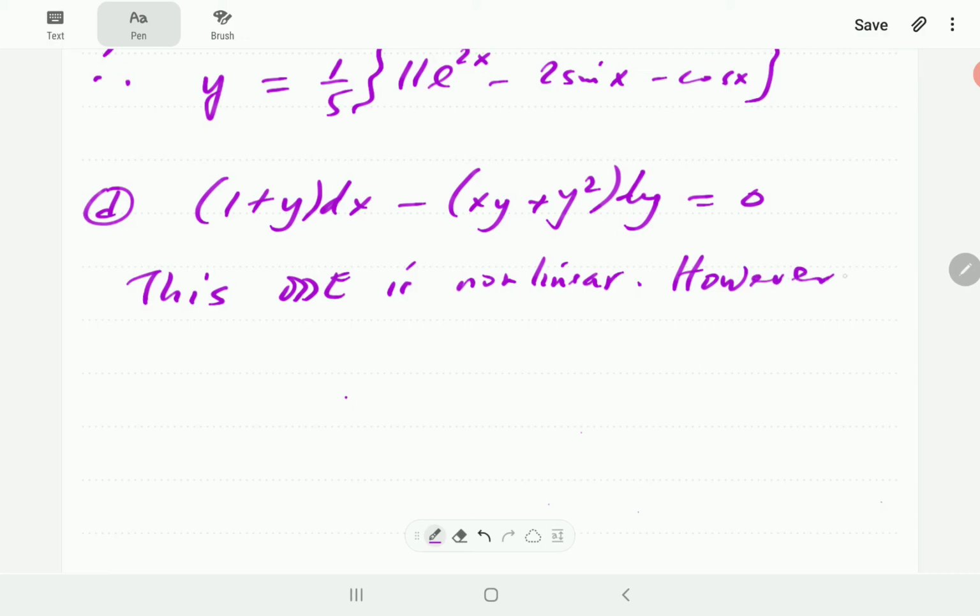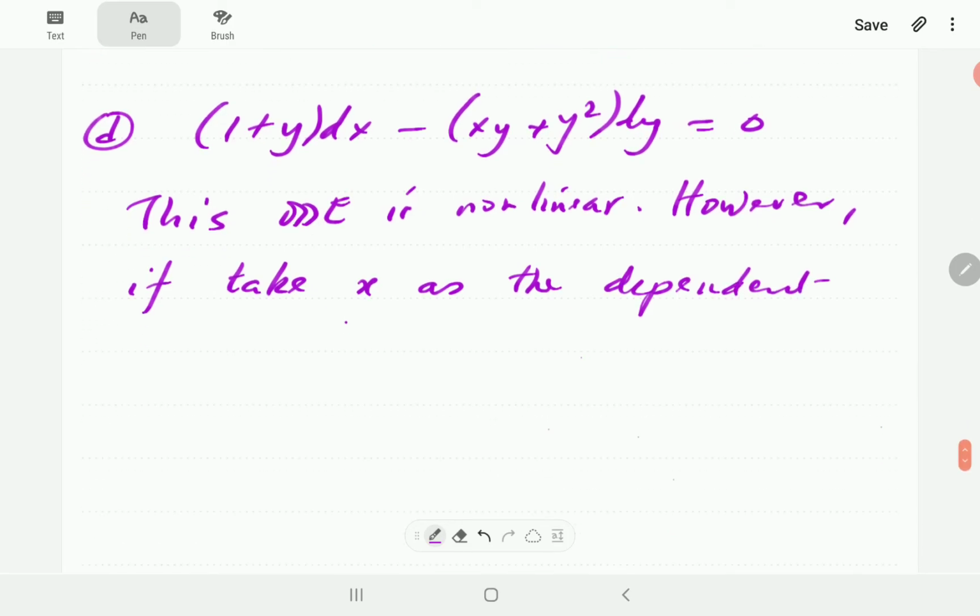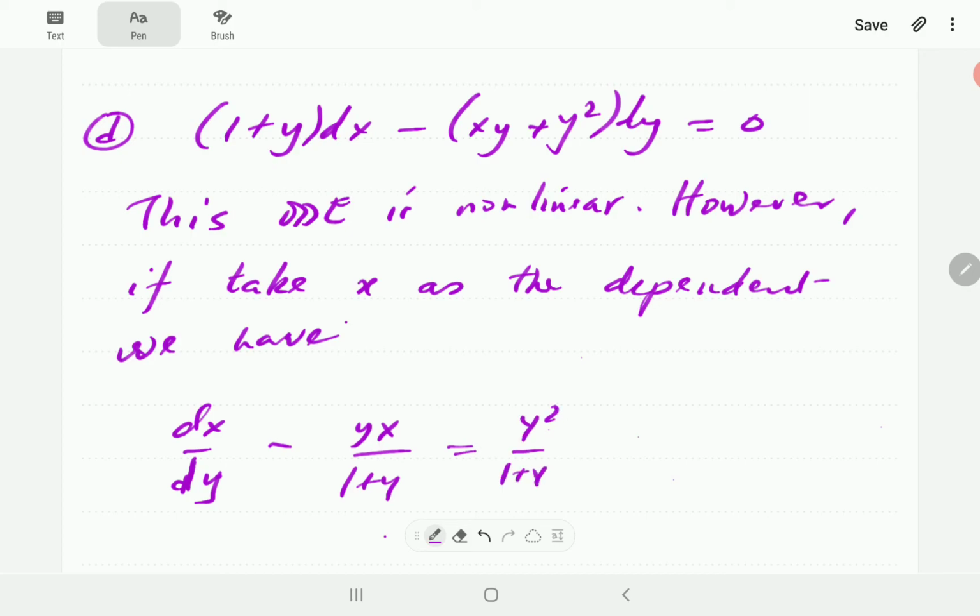However, if we take x as the dependent variable, then the equation becomes, let's say we have dx dy, so taking x as a dependent variable, minus yx over 1 plus y is equal to y squared over 1 plus y.